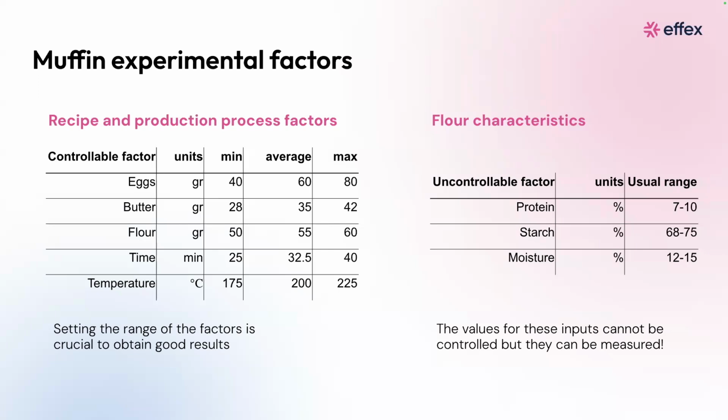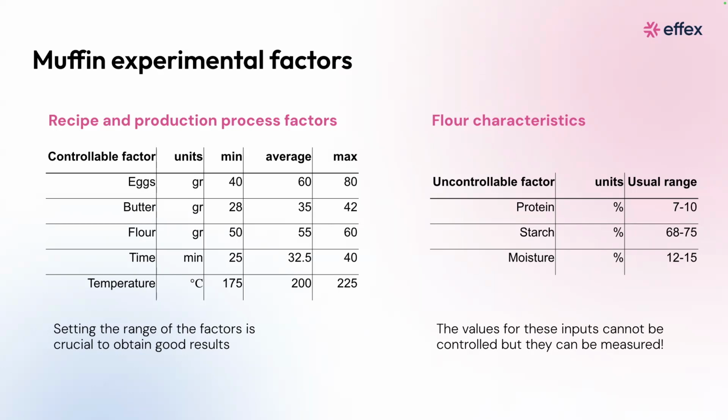So getting more specific, on this slide, you see on the left side a table with the recipe and production process factors. There are 5 factors. 3 factors are related to the recipe: the eggs, the butter, the flour, and 2 factors are related to the production process, so the time and the temperature. You see that we have specified the units and the range we want to study these factors at.